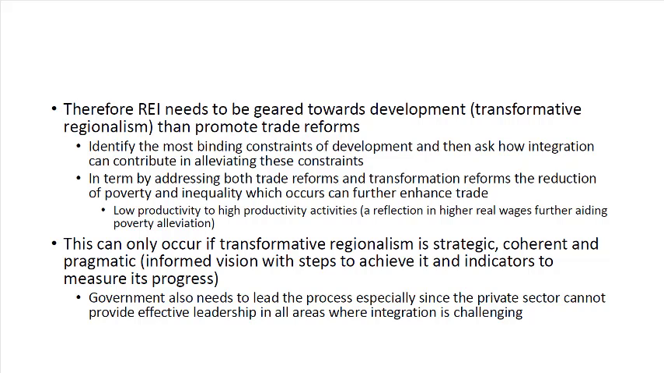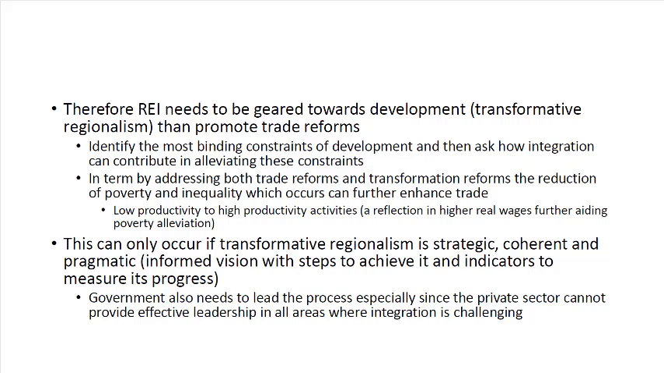So to look at regional economic integration, we need to not only look at trade reforms on their own, we must also look at development reforms. We must try to have a new term for that, maybe transformative regionalism: not just looking at trade reforms, but also at development. So we need to identify the most binding constraints of development, and then ask how integration can help contribute to removing these constraints. Then we're addressing both trade reforms and transformation reforms, and this will help with reducing poverty and inequality.